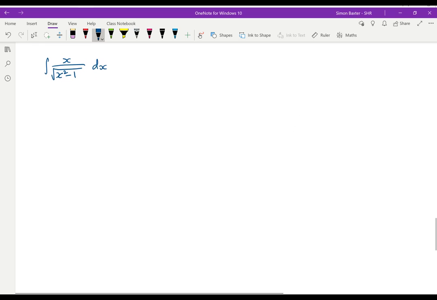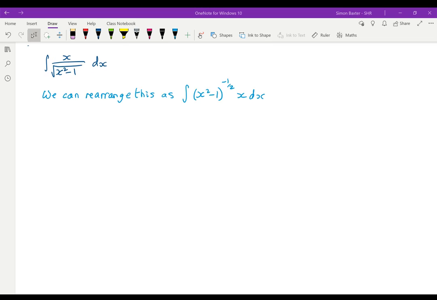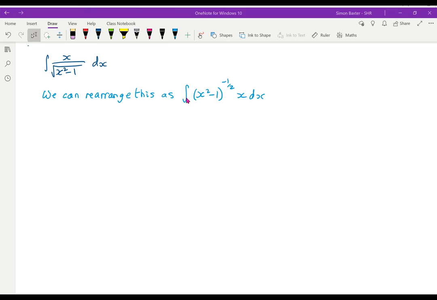And what about this one? What have we got to think of here? Well, firstly, if we rearrange this as x squared minus 1 to the minus 1/2 times x, that will help us to see the pattern. This now looks like the integral of u to the minus 1/2 du by dx, if we ignore the numbers.